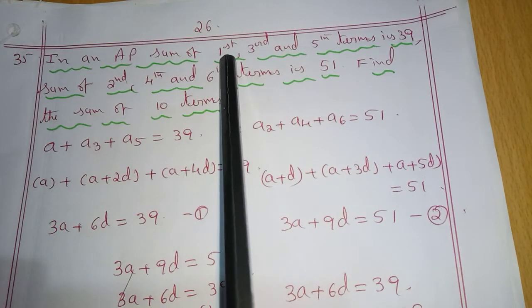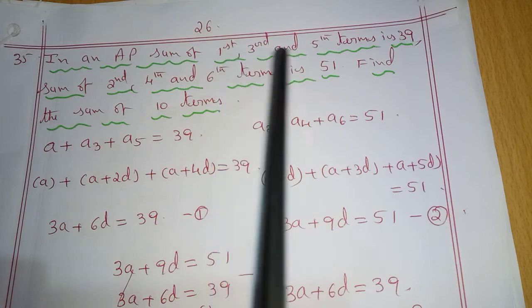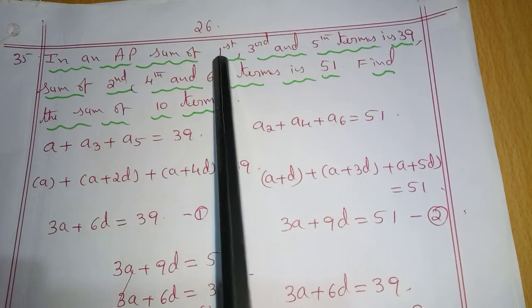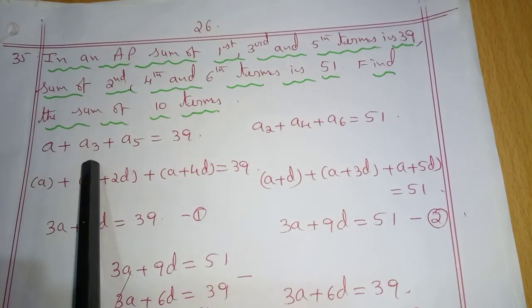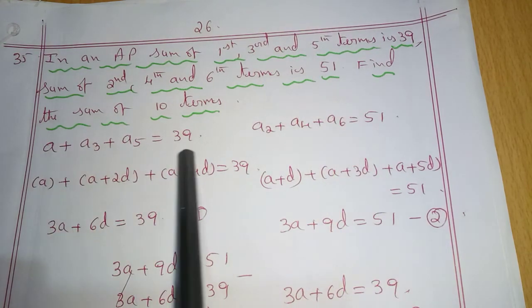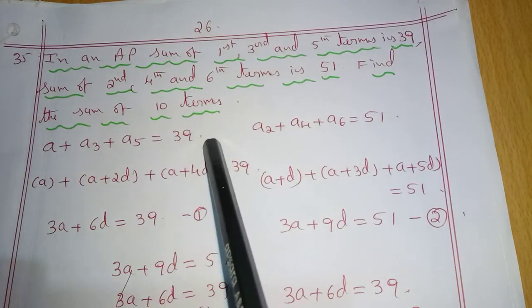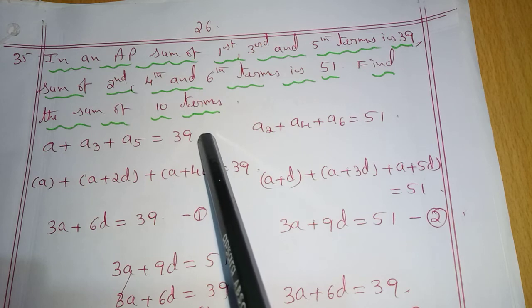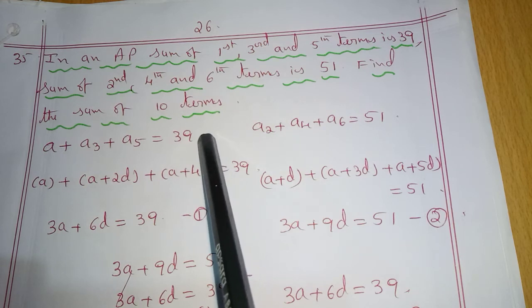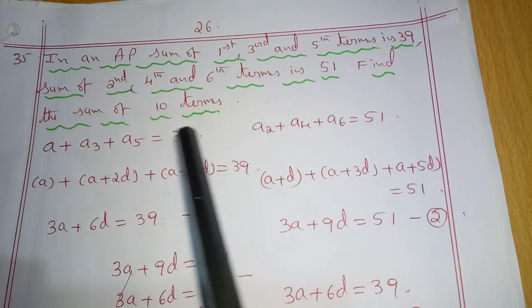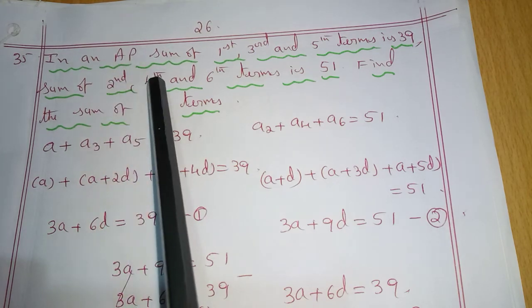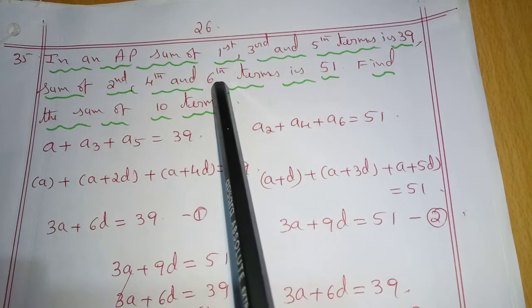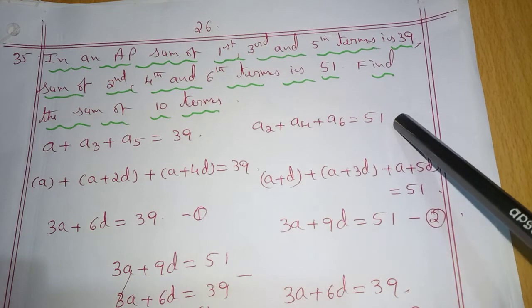Can you write relation? Sum of 3 terms. First term A, third term A3, fifth term A5 is equal to 39. Shall you write the second relation? A2 plus A4 plus A6 is equal to 51.